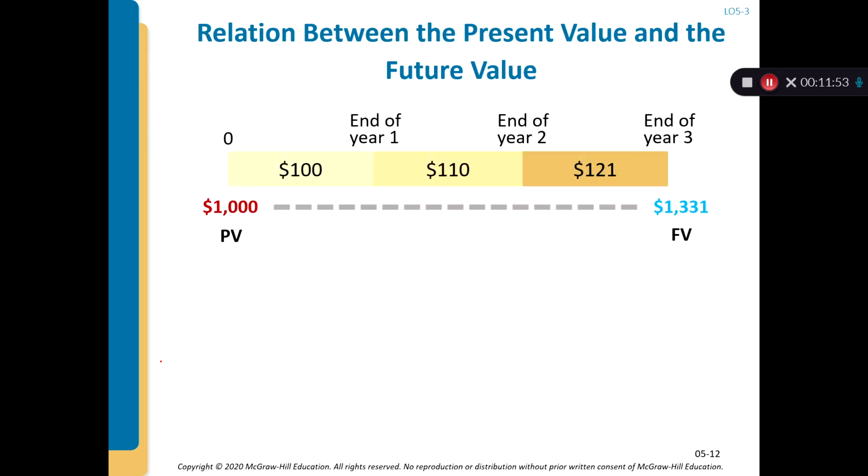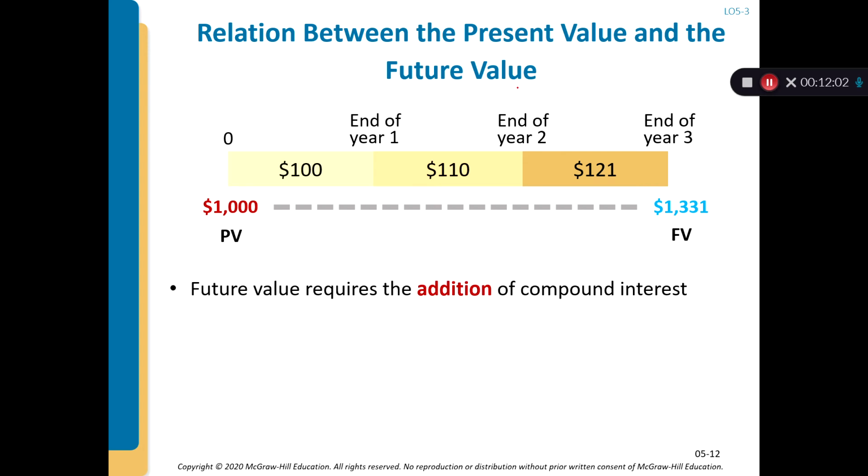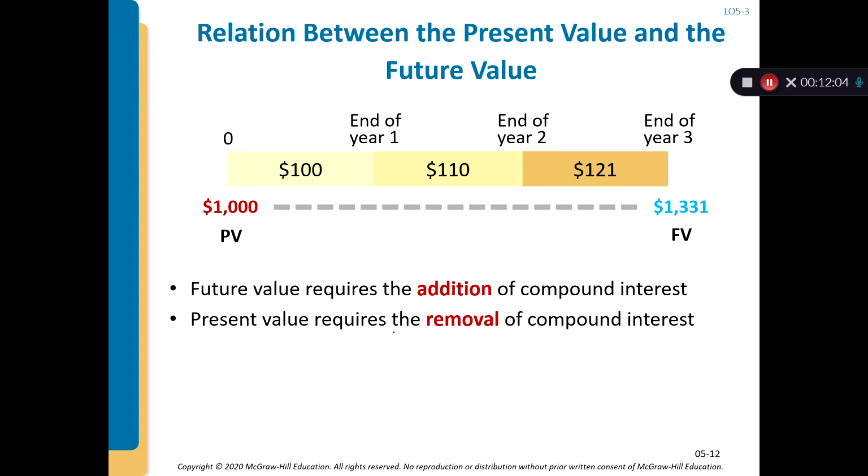Okay. So now I think we understand the relationship between present value and future value. In a nutshell, present value requires removal of the compounding interest, such as $1,000 is actually what remains after you remove all the compounding interest from 1,331. And future value requires addition of compounding interest, right? Okay, very good.